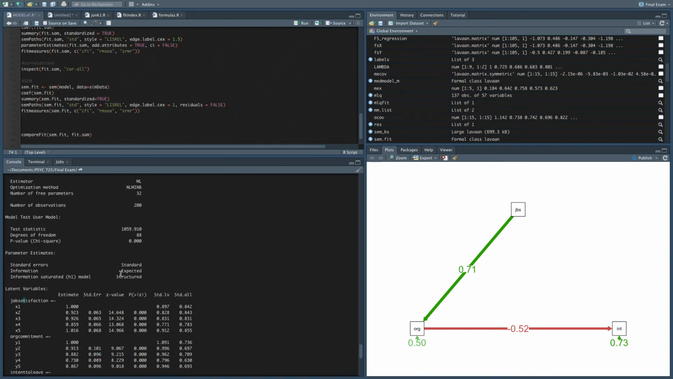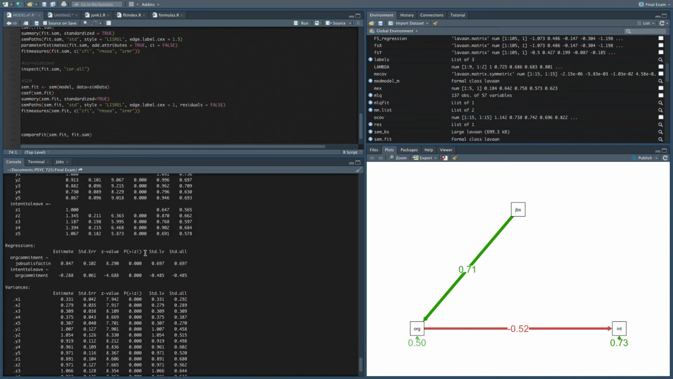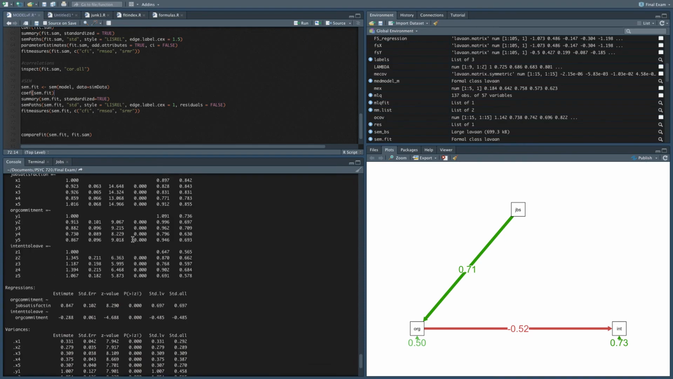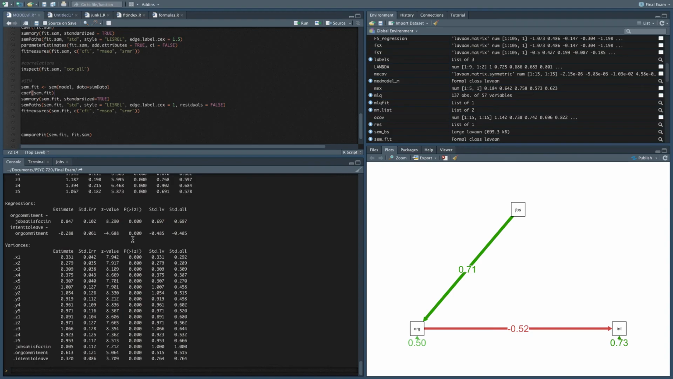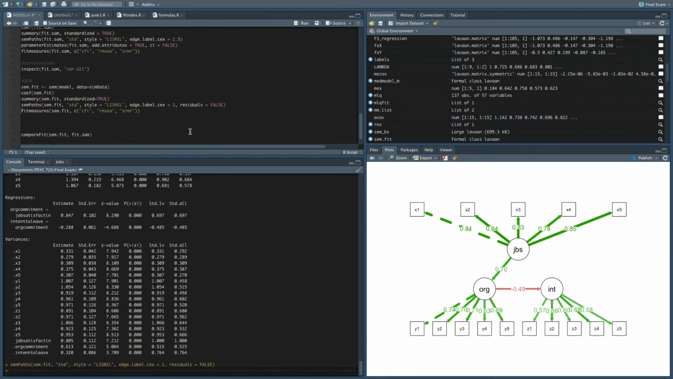My test statistic was 1059.910, and it was significant. So this model fits too. Now I just have to see if it fits as well as my other one did. I'm not going to go too far into all of this because this is not a video about SEM. So let's just get to the comparative fit. A lot of this is explained the same way as the other summary. So we can look at the SEM paths.